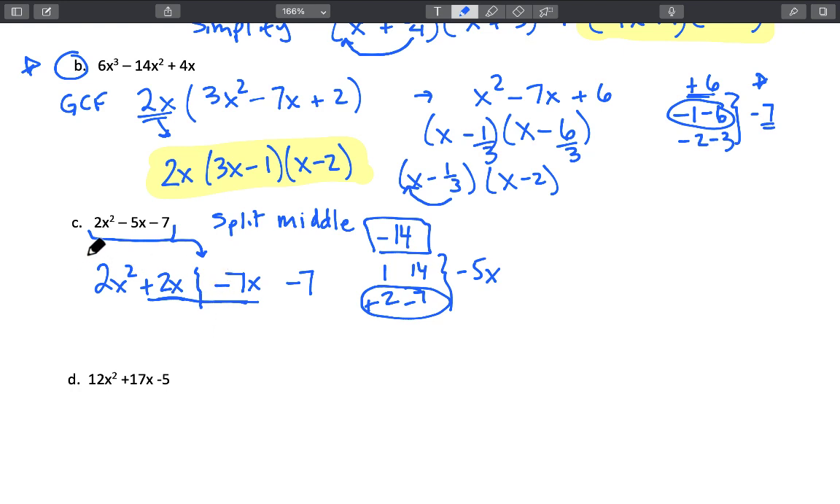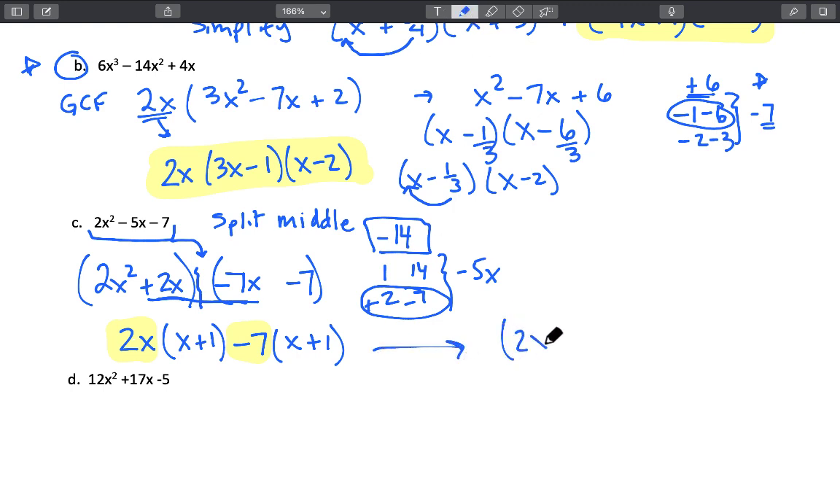Okay, from here, we are now going to take the front half and factor out the GCF. The GCF of 2x squared and 2x is 2x, and I'm left with x plus 1. And now we're going to do the same thing to the back two terms. Factor out the GCF. The GCF of negative 7x and negative 7 is negative 7, and I'm left with x plus 1. So what you should see now is that you actually have your factors. Your factors are 2x minus 7, and the other factor is x plus 1.